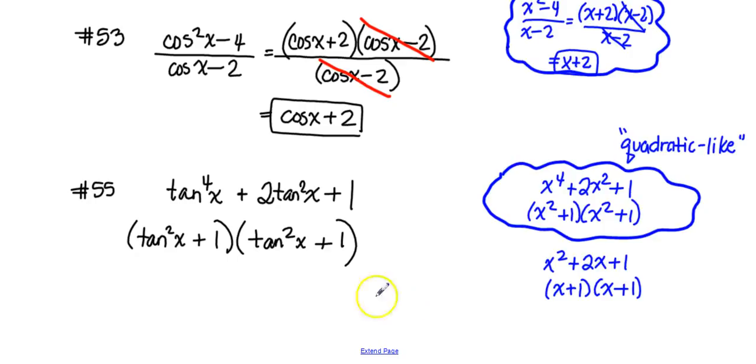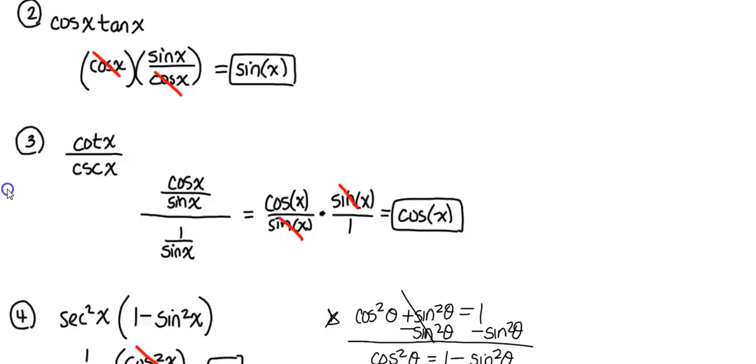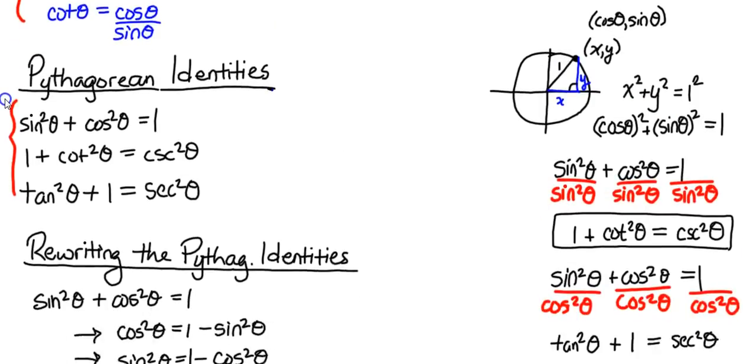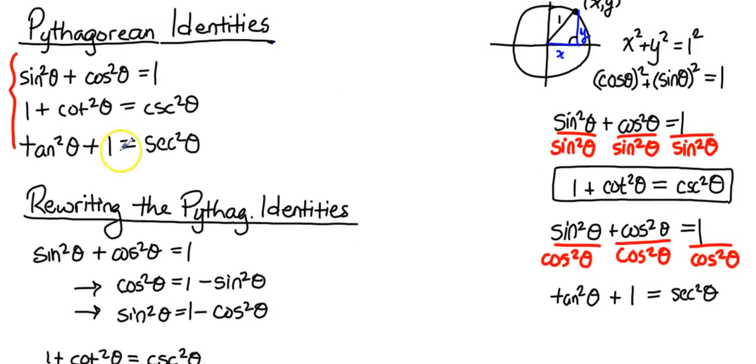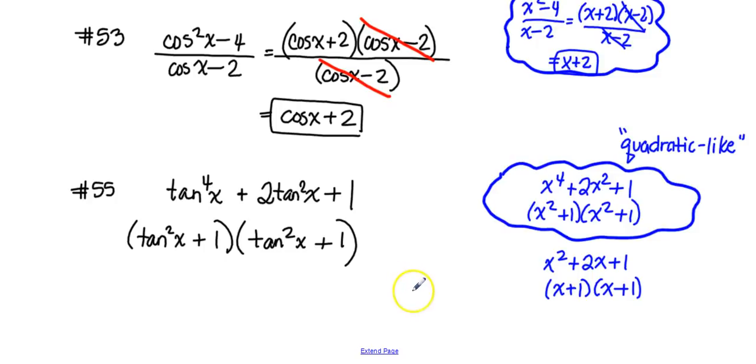Let's go look at our menu of Pythagorean identities. We're looking for one that has tangent of x squared and 1 in it. See if you can find it first. I've got that guy, so let's bring that down. Tangent squared plus 1 equals secant squared.